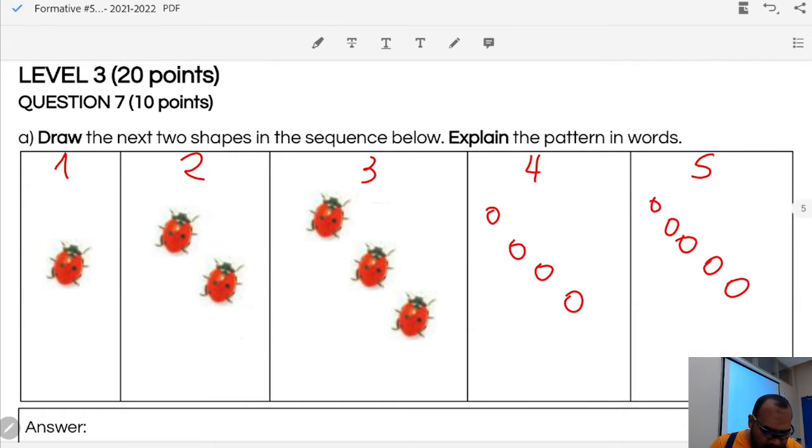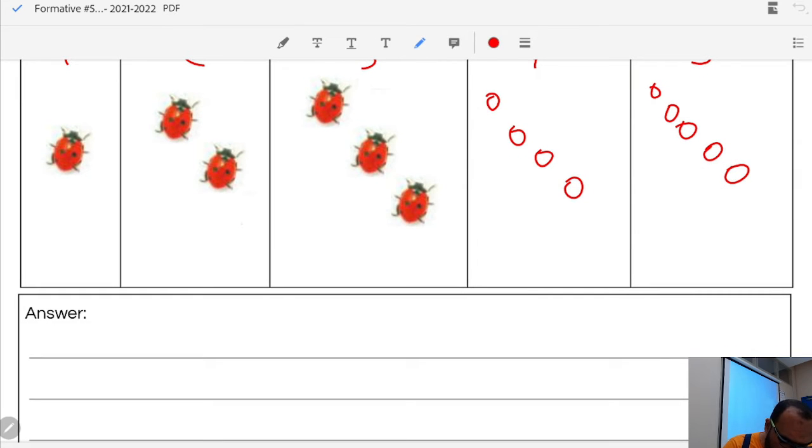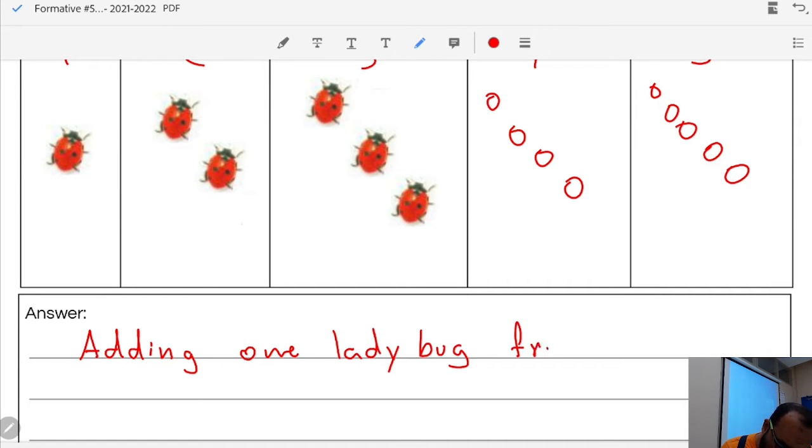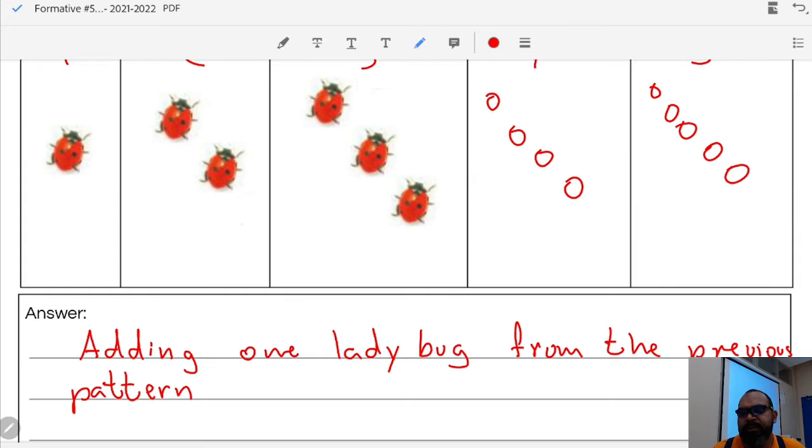And the pattern in words. Remember, you need to explain. The pattern is adding 1 ladybug from the previous term. Great. Many students just write adding 1. Adding 1 from who? From where? Guys, I don't know. Just explain. If you're not explaining, it's incorrect.